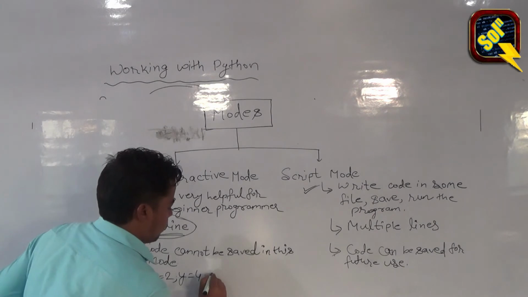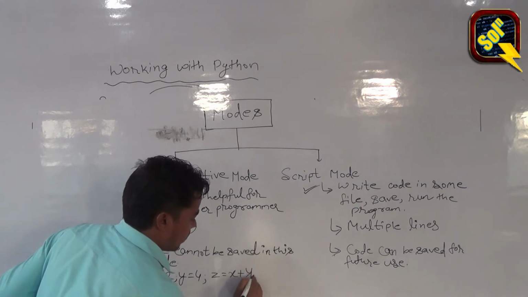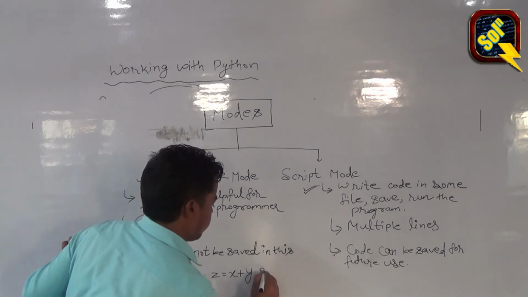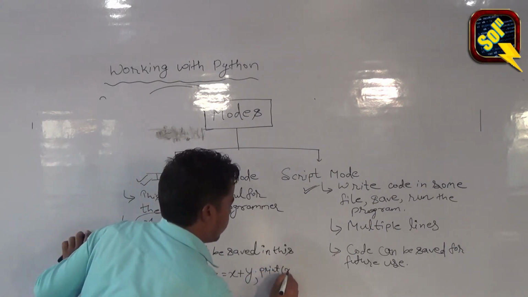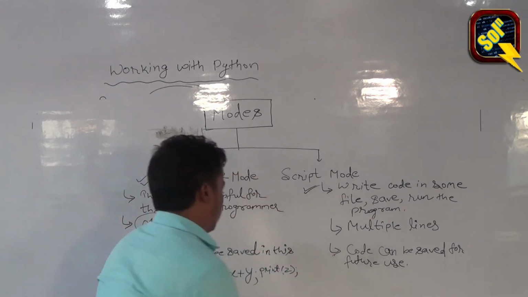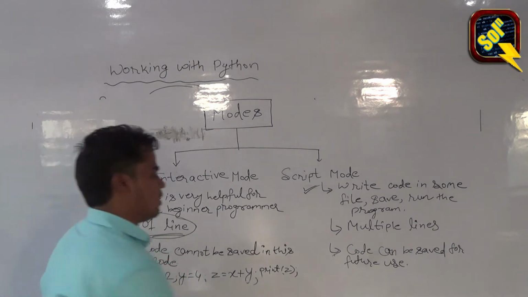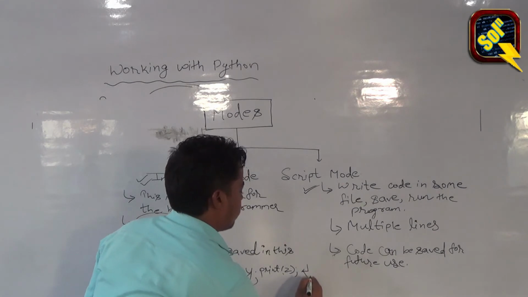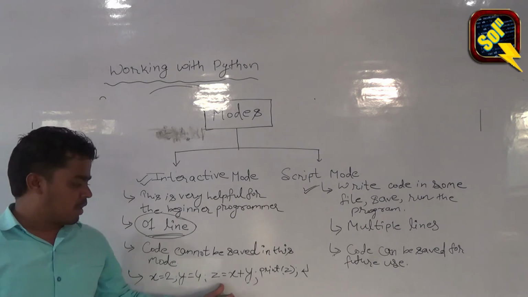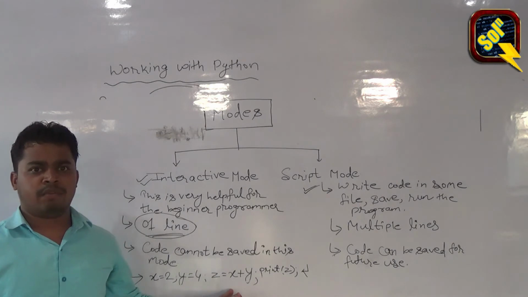Then suppose you want to compute a variable z, where you will store the value of x plus y, and finally you want to print z. So you need to write all this code in a single line, and finally here you need to press the enter key on the keyboard. Okay, so you can see it will be difficult to debug the code, or if you want to edit some values.